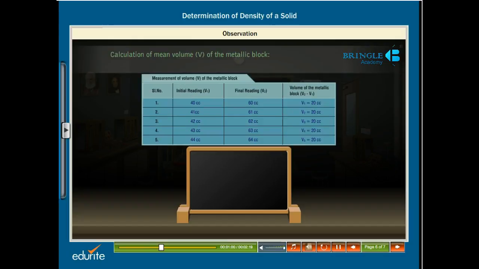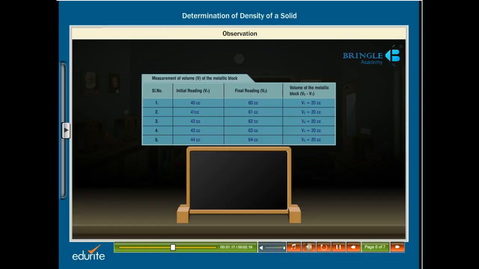Now let's calculate the mean volume V of the 5 readings of the level of water in the cylinder. Note that the volume of the metallic block is equal to the volume of water displaced by it in the cylinder. Mean volume of the metallic block V is equal to V1 plus V2 plus V3 plus V4 plus V5 divided by 5.